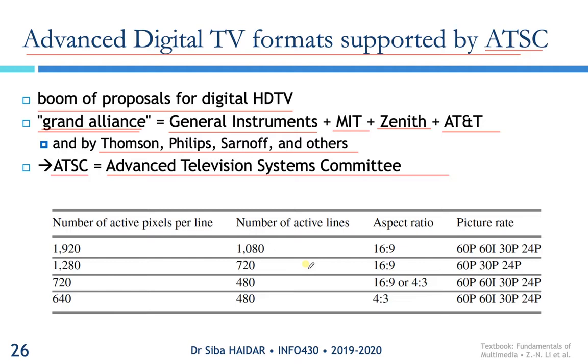So let us see this table now. Those are available TV formats, advanced digital TV formats. We have a certain number of formats. We have the first format, which is 1920 pixels width and 1080 pixels height, aspect ratio 16:9, and we have different possible picture rates: 60 progressive, 60 interlaced, 30 progressive, 24 progressive. And we have other formats also: 1280 times 720, and we have also other lower formats.